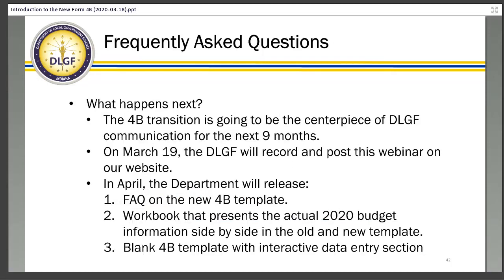Okay. The last question is, what happens next? So the 4B transition is going to be one of the centerpieces of DLGF communications for the next 9 months. From the pre-budget cycle through the budget workshops, through the actual budget certification, and the distribution of the 1782s, we're going to keep talking about this. We want to make sure that we get the word out, so that no one is surprised when they see the information presented in a different format.